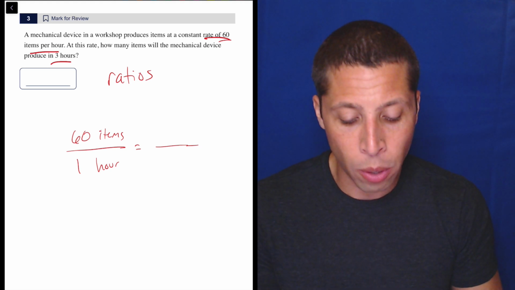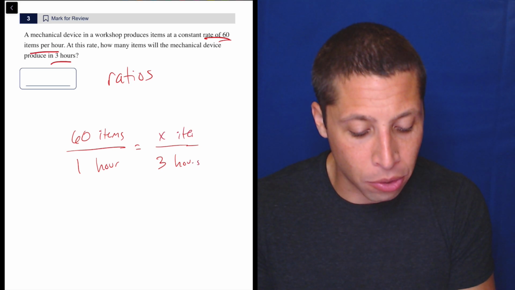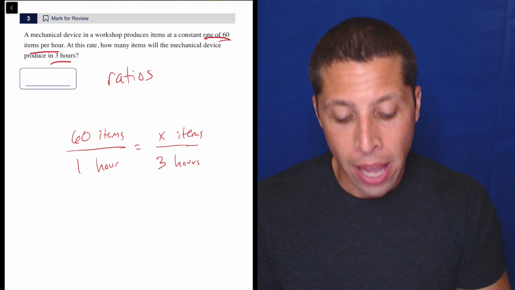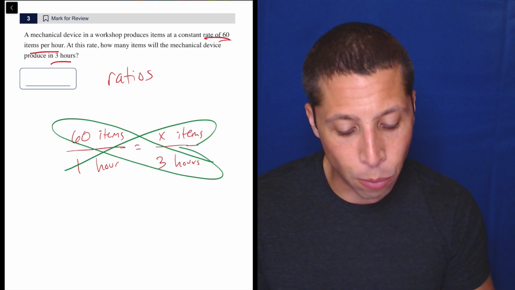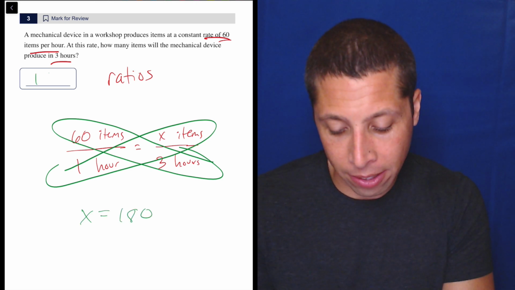So what do we know? We know that there are 3 hours, but we don't know how many items they're making. So we have the ability to use an X, and now we have a ratio. And these are solved by cross multiplying, right? So we do 3 times 60 and 1 times X. So we get X is equal to 180. And that's it. That's the whole thing.